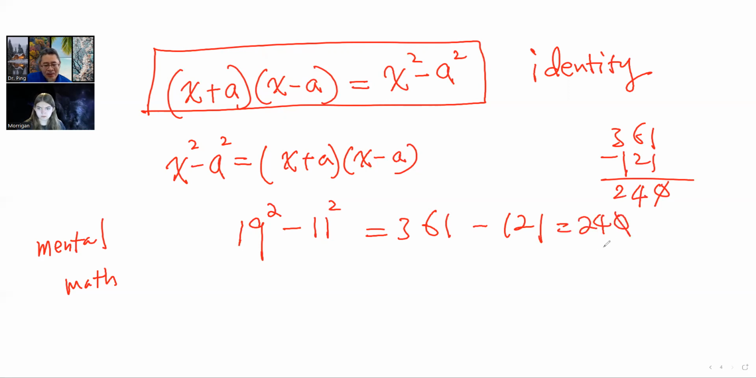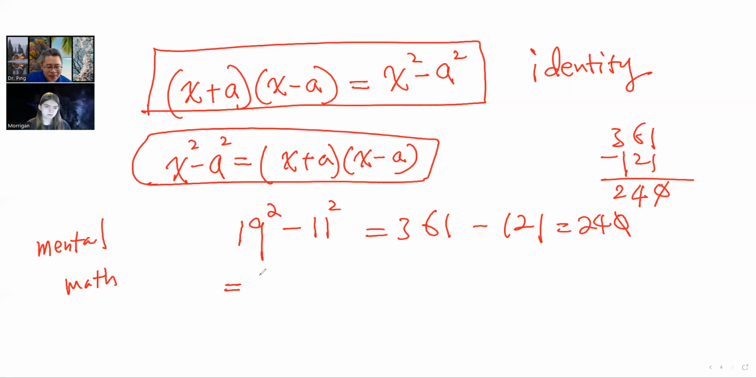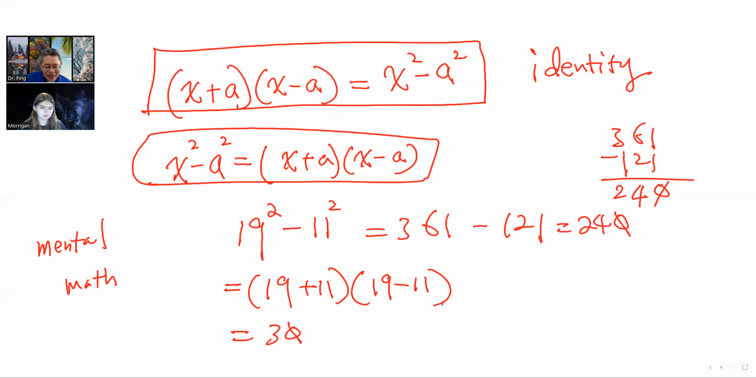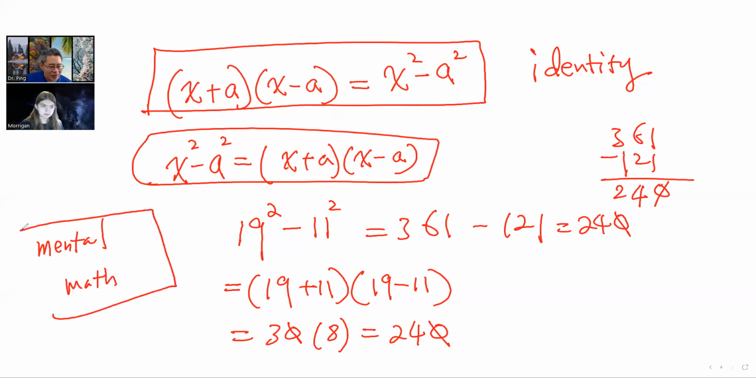We can do that. Or we can use this identity. This is 19 plus 11 and 19 minus 11. And we know this one, 19 plus 11, is 30. And this side is 8. So therefore, we got 240. Good? Okay. Yeah, so this is actually a well-known trick in mental math, to use this identity. I'll give you a couple more examples.